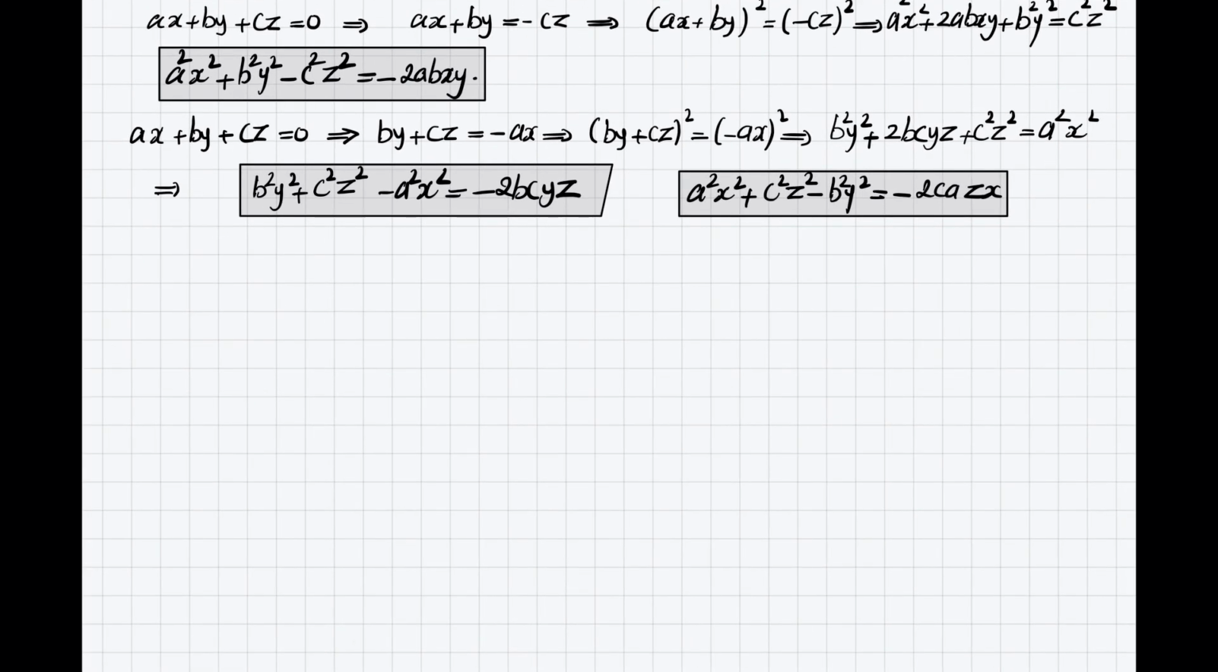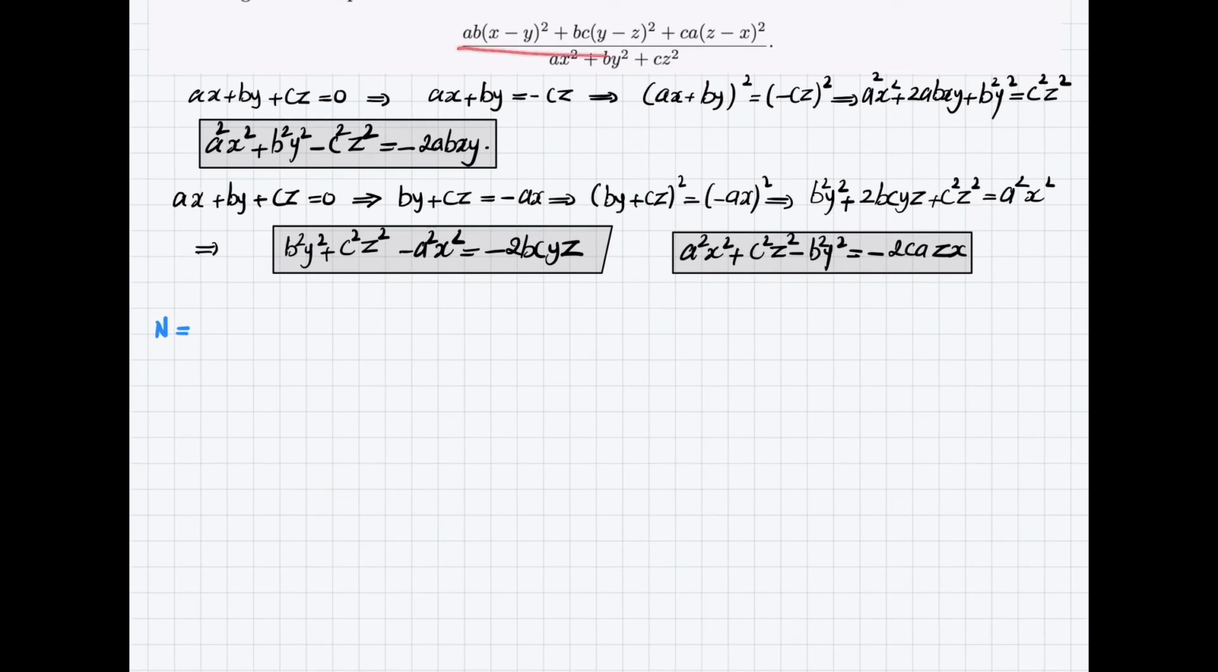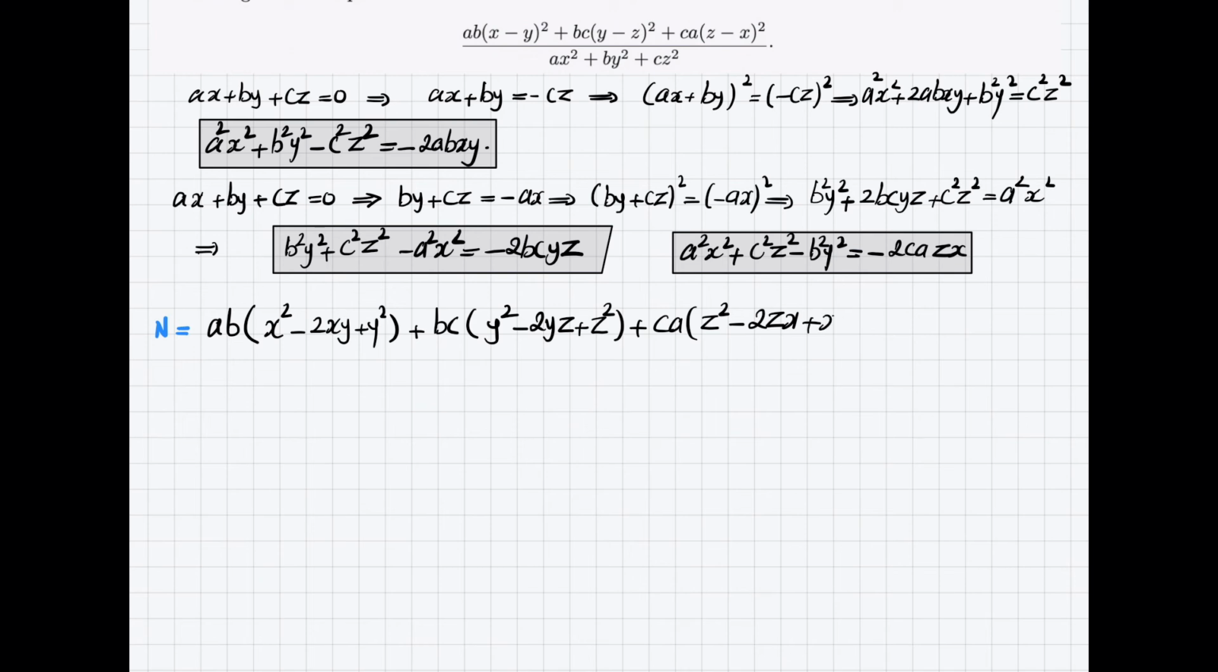Now let me start doing the numerator now. So let me make it a little smaller. So if you see, this is my numerator. So I have to expand this. There is no other way apparently. So this becomes ab, and then I raise it to power 2. It becomes x squared minus 2xy plus y squared. The next one is bc. I expand that one as well, y squared minus 2yz plus z squared, and then I have ca, z squared minus 2zx plus x squared.